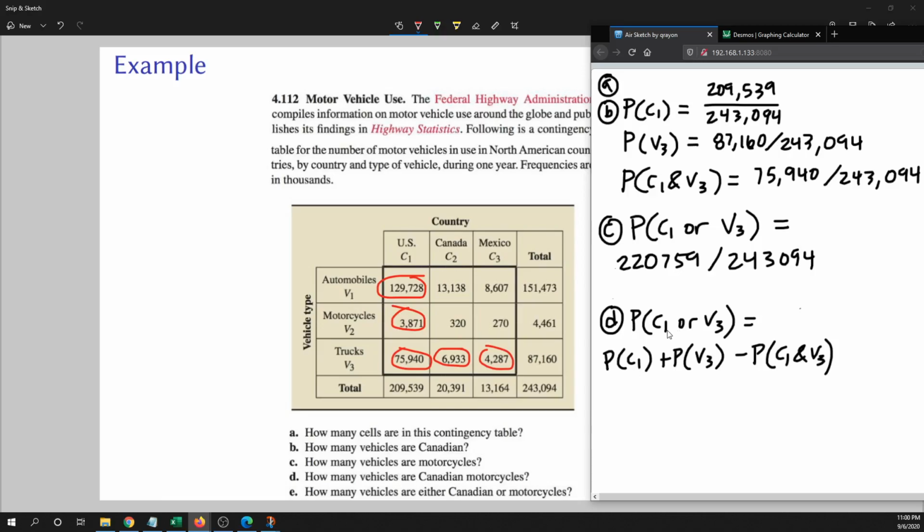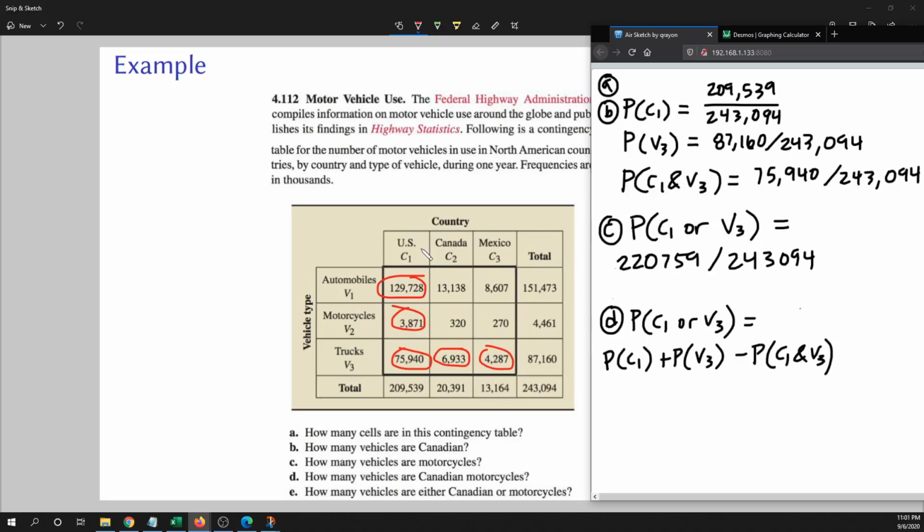We would have to ask ourselves if we can use this special addition rule: are these events mutually exclusive? Can they happen at the same time? If you pick a single vehicle from North America, is it possible that it's both from the United States and also a truck? The answer is absolutely, it could happen. So these things are not mutually exclusive. The event C1, being a vehicle in the US, and V3, being a truck, are not mutually exclusive. So you cannot use the specialized addition formula. You have to use the general one.